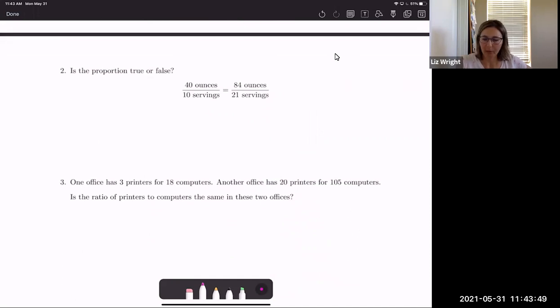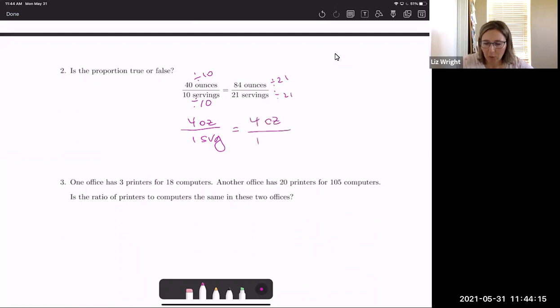And then you might say, okay, well, it kind of looks like they might be 4 ounces per 1 serving. So if I divided this by 10 and this by 10, I'm going to get 4 ounces per 1 serving. And then if I divided this by 21 and this by 21, I get the same thing. I'm going to get 4 ounces per 1 serving. But if you didn't see it like that, if you were like, whoa, whoa, whoa, what just happened? Then do your cross multiplication instead.